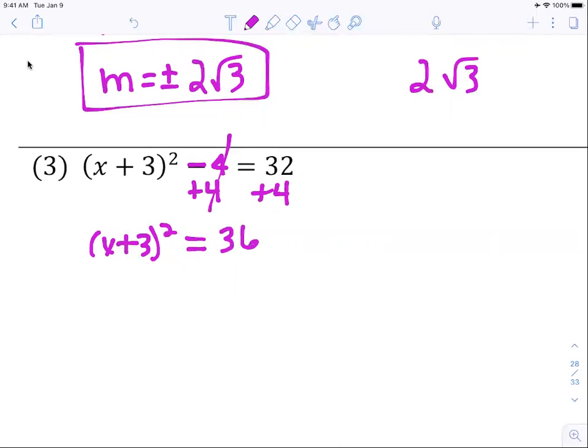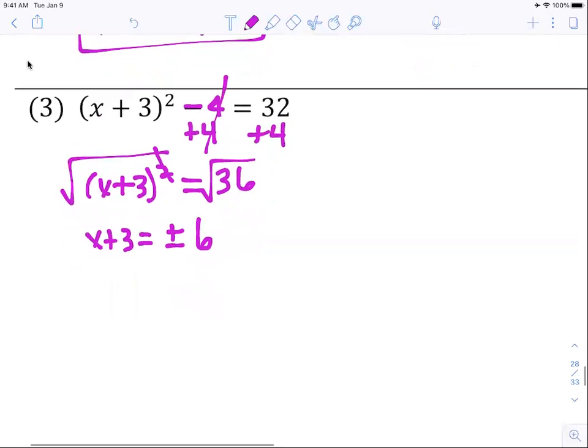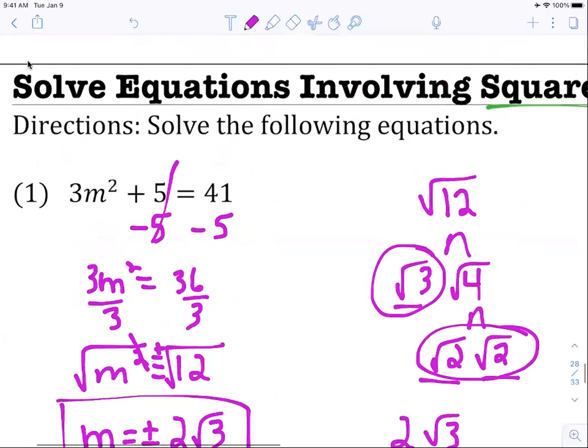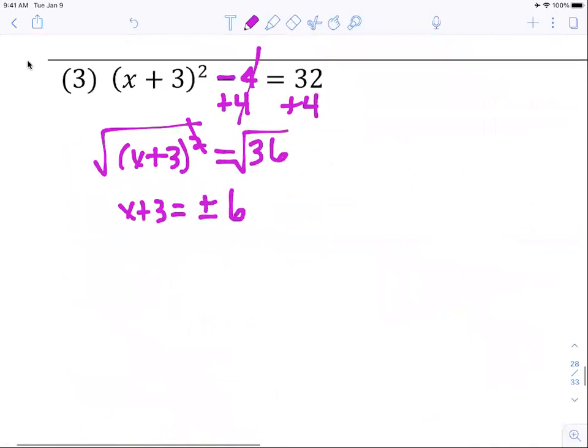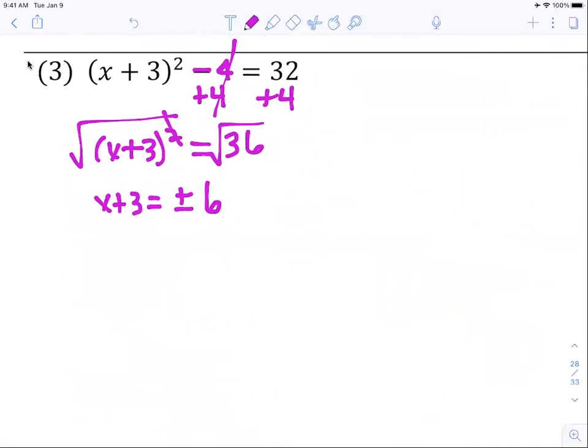So even though it's a quantity, because we have everything being squared on one side, we can now undo the squared by square rooting on both sides. Now, just be careful, because when you do that, we have to make sure to add that plus minus and simplify what's under the square root. Now here, that's pretty nice, because square root of 36 is a perfect square, and 6 is the answer to that question. Now, keep in mind the directions. The directions do say solve. So solve means get the variable alone on one side.